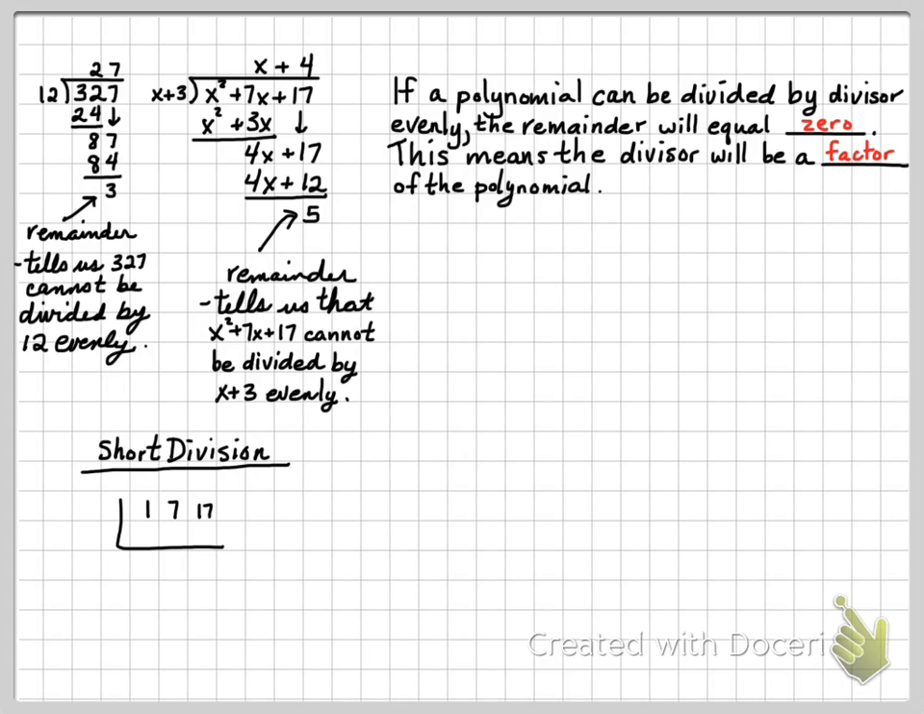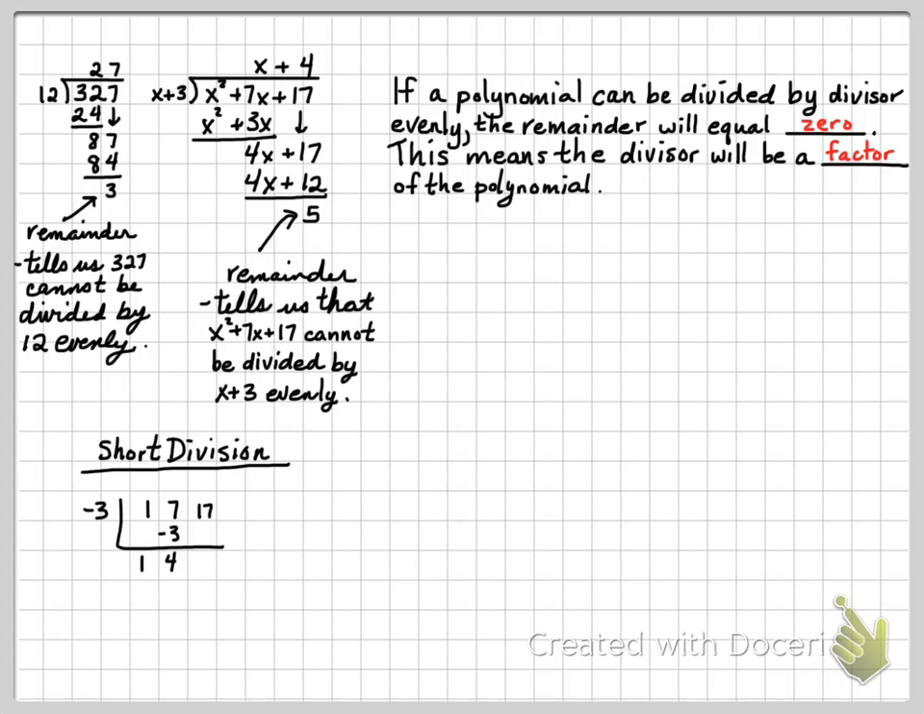Now we're going to do this using short division. Instead of x squared plus 7x plus 17, we're just going to use the coefficients, 1, 7, and 17. We're dividing it by x plus 3, so the root is negative 3. Put the negative 3 to the side. You bring the 1 down to the bottom, the first coefficient. Now you go negative 3 times 1 to get negative 3 and put that under the 7. And you add that column to get 4.